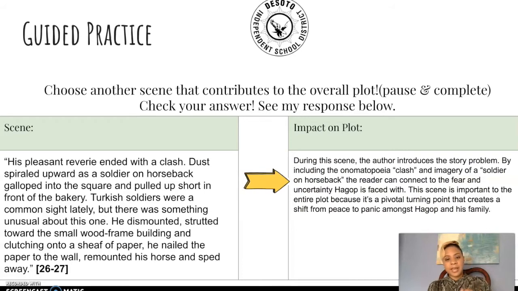Let's talk about the impact on plot. During this scene, the author introduces the story problem by including the onomatopoeia clash. In the imagery of the soldier on horseback, the reader can connect the fear and uncertainty Haggard is faced with. This scene is important to the entire plot because it's a pivotal turning point that creates a shift from peace to panic amongst Haggard and his family.